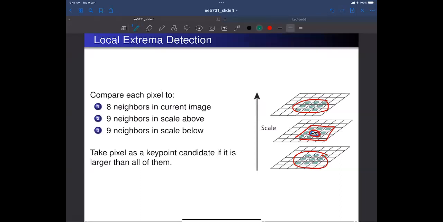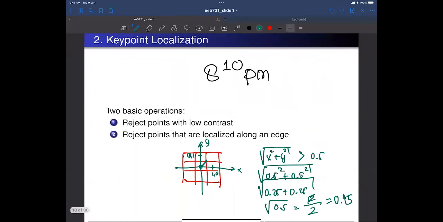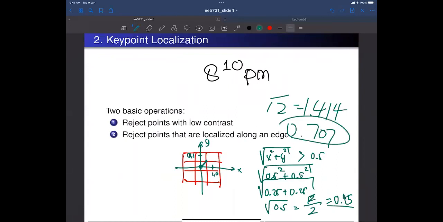Sorry, I think it's 0.7. I do not know exactly what that is. Because the square root of 2 should be 1.414, and then this one should be 0.7. So it's larger than 0.5, so you can use the 0.7 if you want. It doesn't really matter. It's basically just an offset.